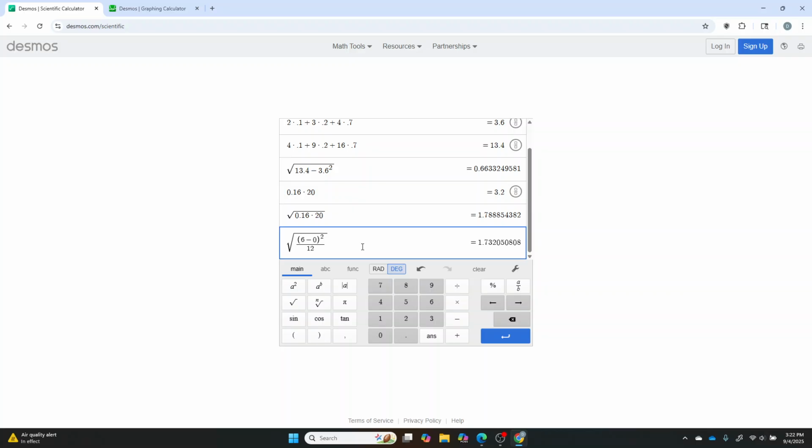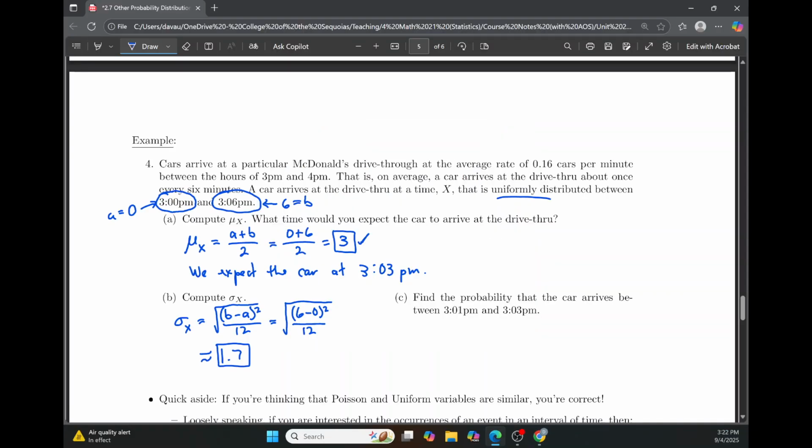Okay, and then finally part C, it says find the probability that the car arrives between 3:01 and 3:03. Well, we're going to use Desmos, of course. We're going to use the uniform distribution in Desmos. So we'll go to Desmos and then we'll type in uniform dist. And when you use the uniform dist in Desmos, what it expects you to put in is the starting point and the ending point, right? A and B. So we started at time 0 and ended at time 6, right? 6 minutes later.